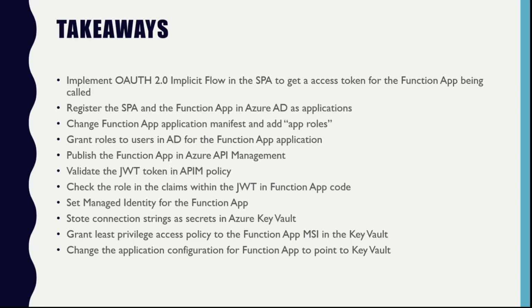Register the SPA and the function app, create app roles in the application manifest, grant roles to users in AD, publish the function app in API management, validate the JWT token in APIM policy, and check the roles in the claim within the function app code. And then for the last bit, set managed identity for the function app, store connection strings as secrets, grant least privilege access policy, and change the app configuration for function app to point to key vault.